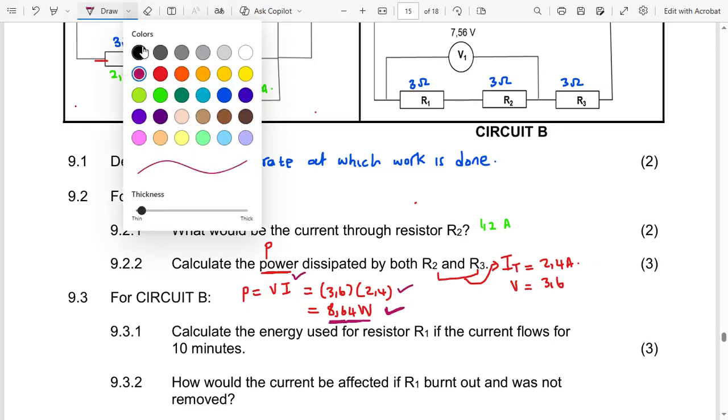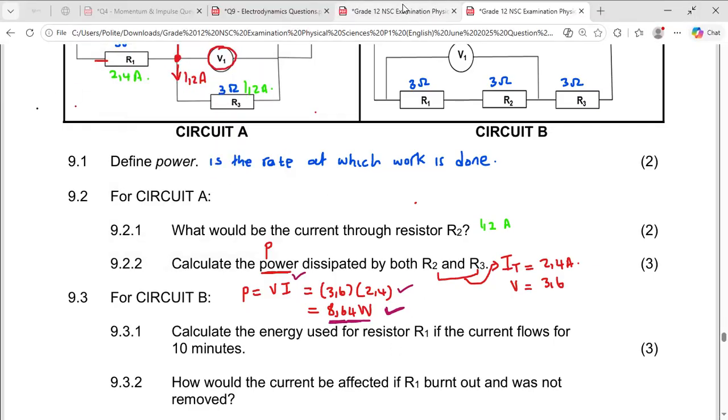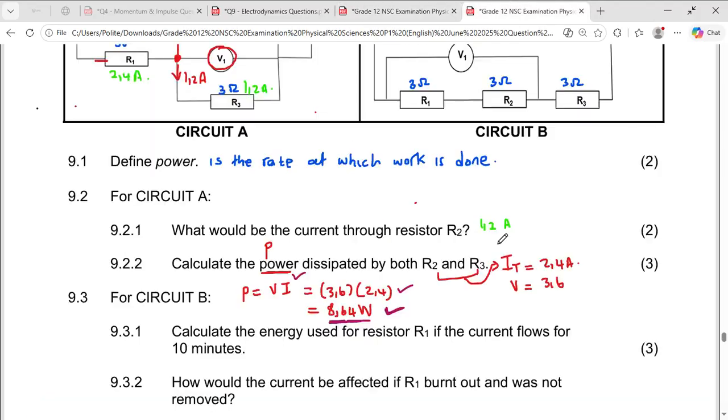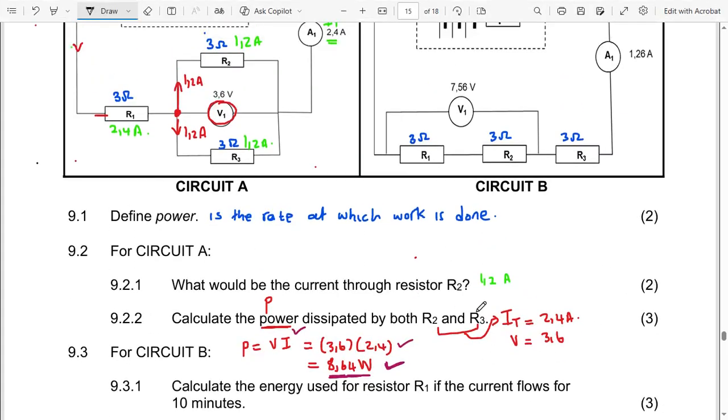Now another one that we can use, maybe you prefer to use this one, P is equal to I squared times R, or you can go for this guy. For these two formulas, we have the current, we have the V. So let me explain what you need to do. The only thing that is missing is the resistance, the R total. But when I go to the question, they said the power dissipated in R2 and R1. So you'll need to find the total resistance for R2 and R1.